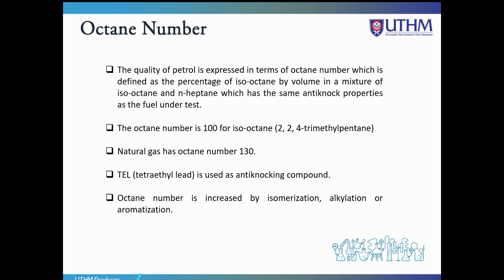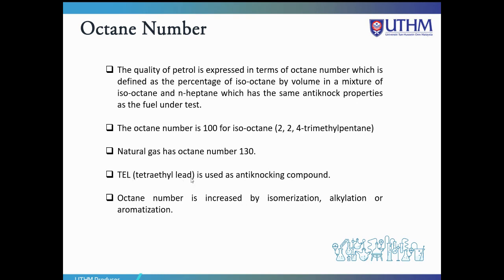Octane number. The quality of petrol is expressed in terms of octane number, which is defined as the percentage of isooctane by volume in a mixture of isooctane and heptane, which has the same anti-knock property as the fuel under test. The octane number is 100 for isooctane, 2 for trimethylpentane. Natural gas has octane number 130.